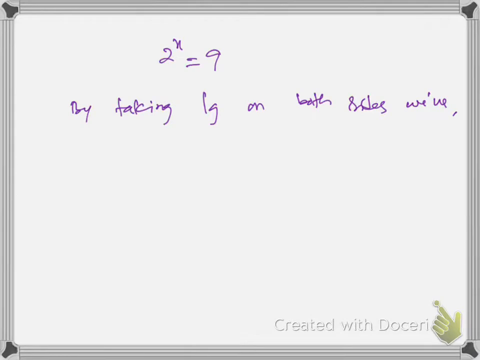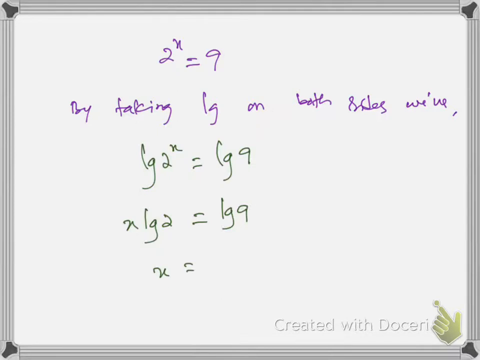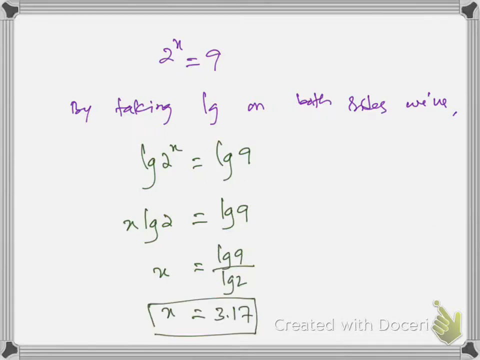Let's solve this equation through logarithm. By taking LG on both sides, we have, now the power x will become the coefficient of log 2. By dividing these two logs, log 9 and log 2, we have 3.17 as the answer of x. The answer should be up to 3 significant figures in general.